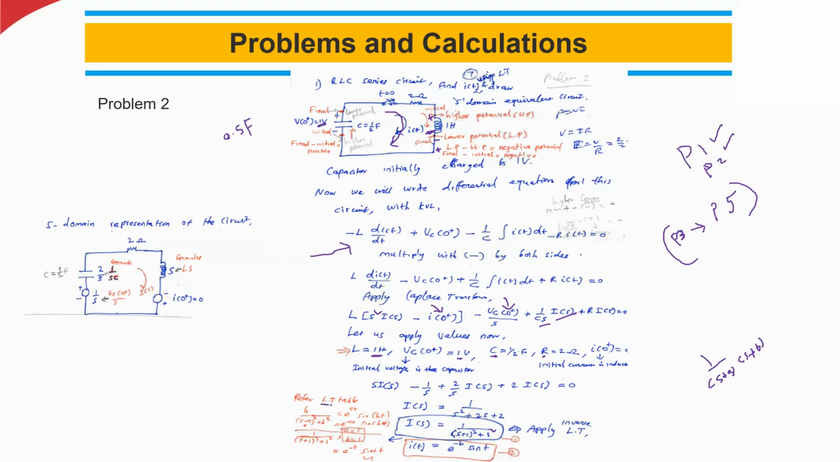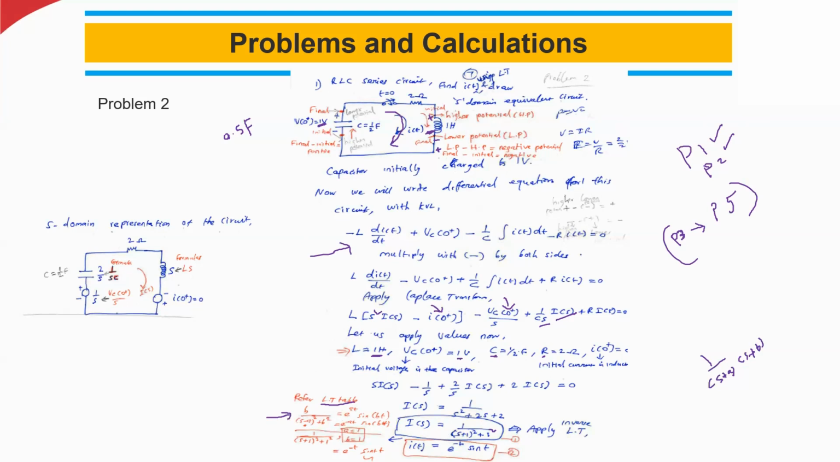If you refer to the Laplace table I had given you, it looks like this: b divided by b square plus s minus a whole square. So what is the formula for this? e to the power at times sine of bt. This is the formula I had given here. So you can just simply apply this formula here. Now this is the final equation in the Laplace domain for the current value. Now you have to do the inverse Laplace transform.